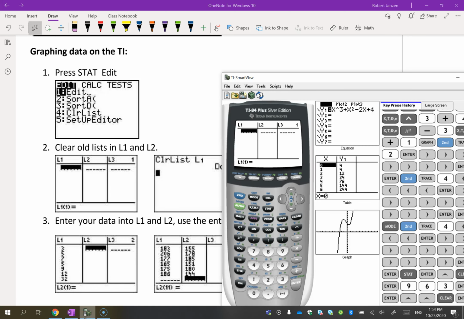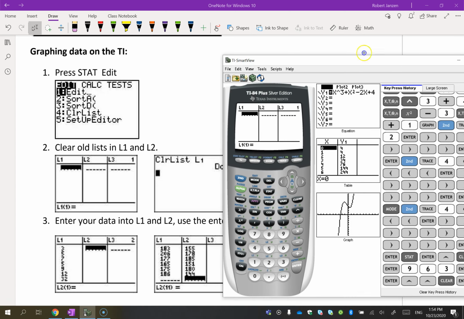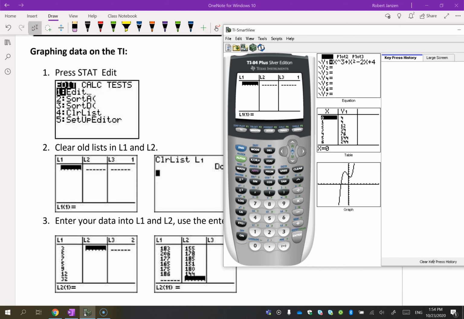Okay, so to do that, first of all, you're going to press Stat. Let me clear the history here so you can see it a little bit easier. We'll start by pressing Stat. This pulls up this screen, and if we want to change something in our spreadsheet or put in some data for scatter plots, we're going to press Edit. This gives me some columns, and we could, for example, put in a bunch of values down one column, and then go to the second column and put in a bunch of other data.